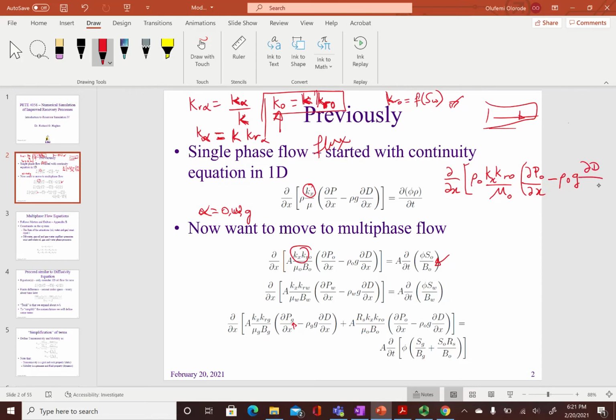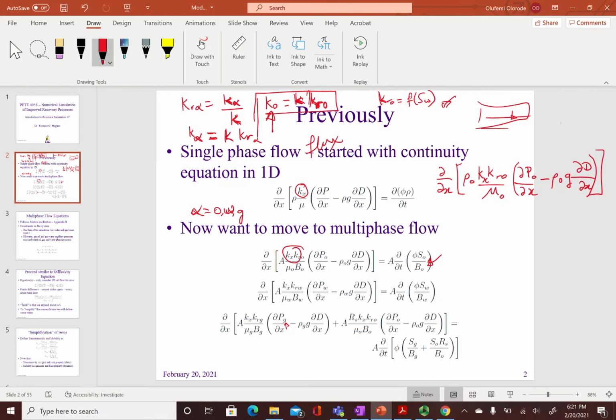And the d/dx equals what? For now, I'm just going to write it on this side. d/dt of what? Phi, which never changes. It's just porosity and density and what phase? Oil phase. So that's what you have.